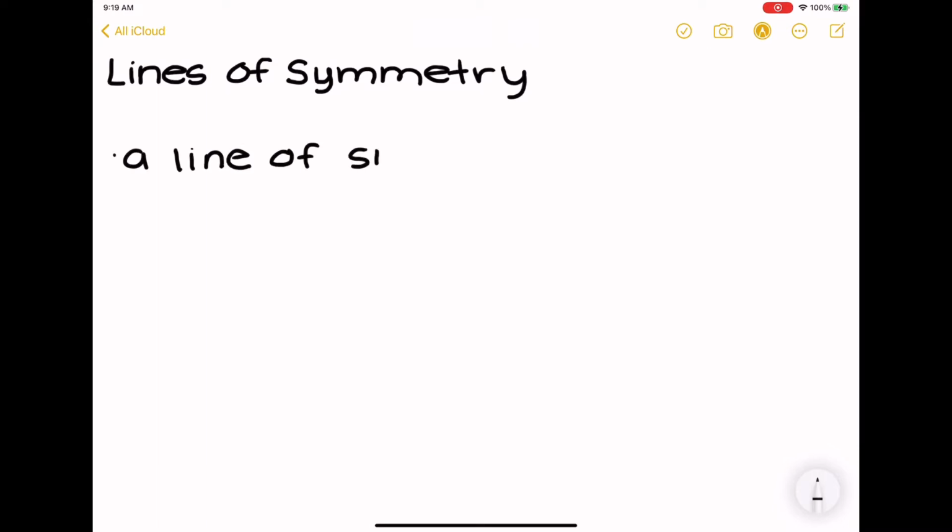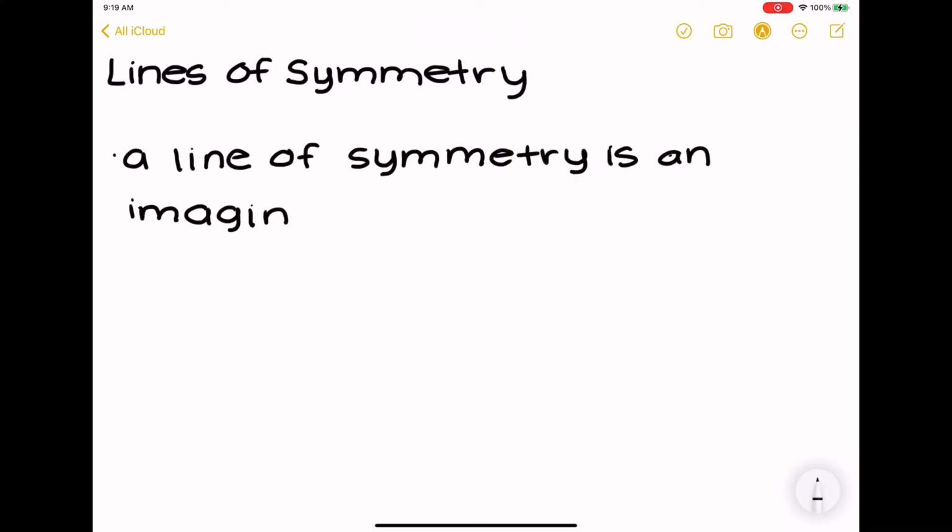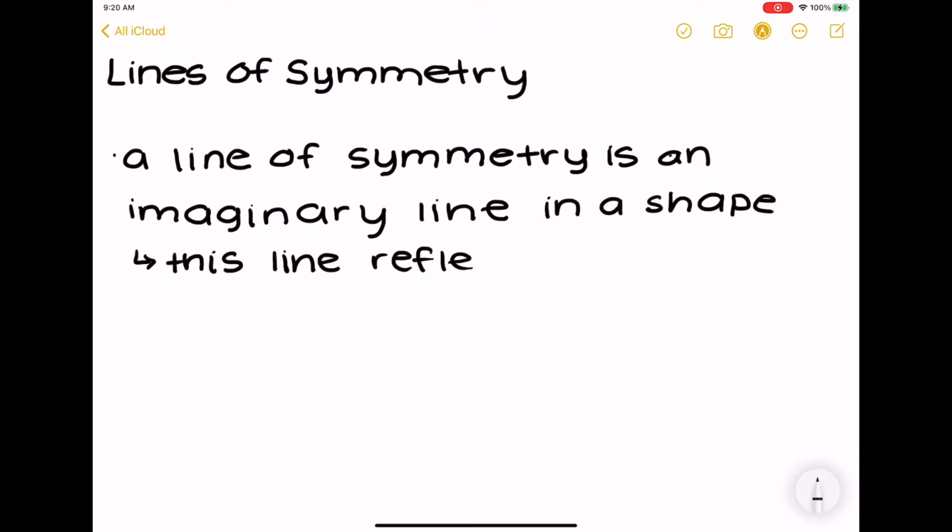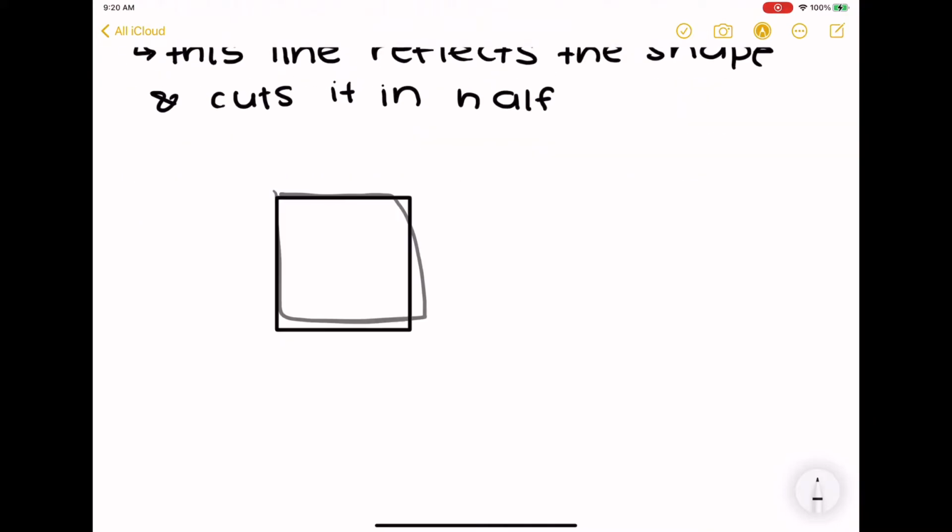What is the axis of symmetry, you might ask? Well, it's an imaginary line in a shape, and this line goes through the shape and basically cuts the shape in half with two equal parts on each side.